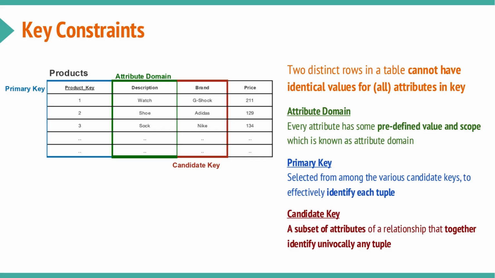So the primary key is our main tool to guarantee that every row is unique and we can find it easily.